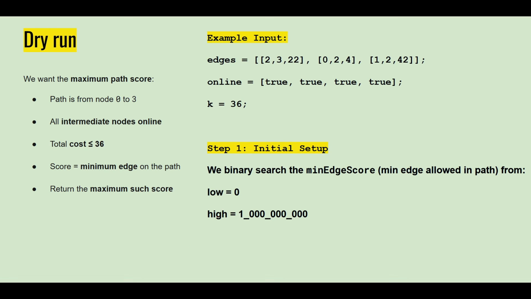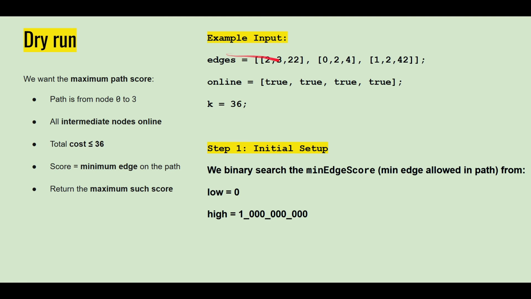So we are here. Very first we want the maximum path score, and the path is from, let's suppose, 0 to 3, as we can see in the example we have been given. We have a node that starts from 0 to 3 and this is a valid path, and we have already seen the graph. All intermediate nodes are online, and the total cost is less than or equal to 36, the K we have been given. The score is the minimum edge on the path, and we have to return the maximum such score.